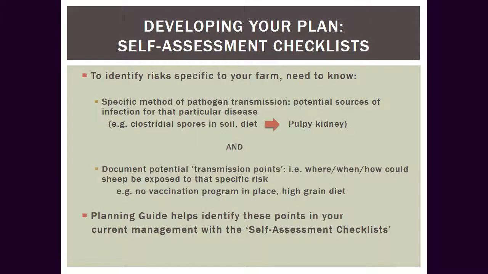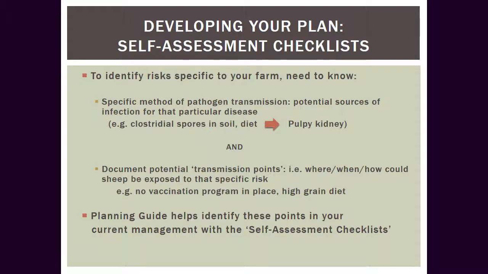Once the first step is complete, you will know what diseases are of concern in your operation and understand how they are transmitted. For example, if pulpy kidney disease in lambs is a concern on your operation, it is important to know that it is caused by clostridial spores that are commonly found in soil and that it is often triggered by diet. The next step of the planning guide will help you to clearly identify the risks of transmitting these diseases in your current management program.